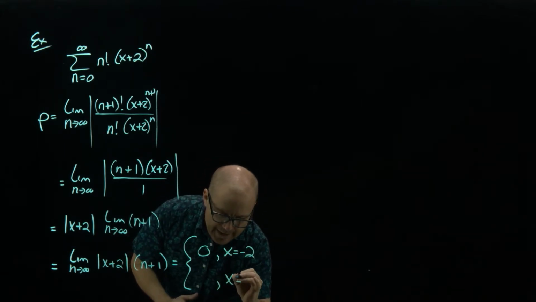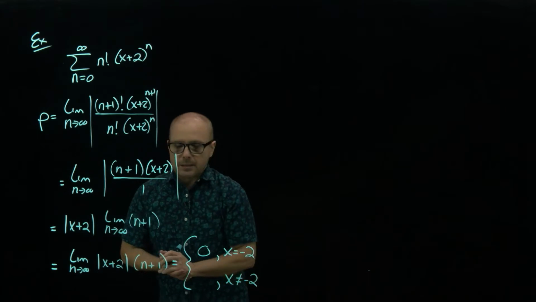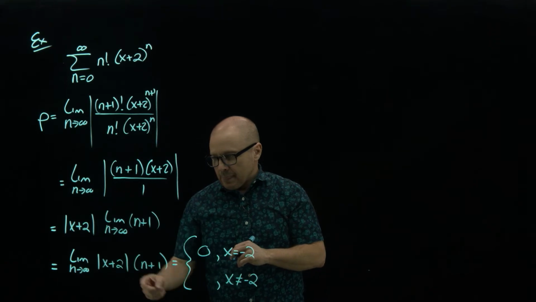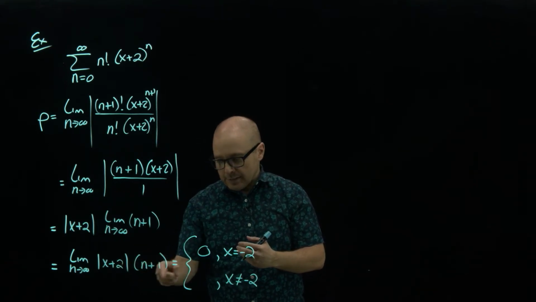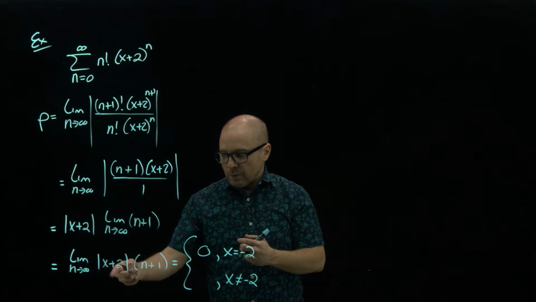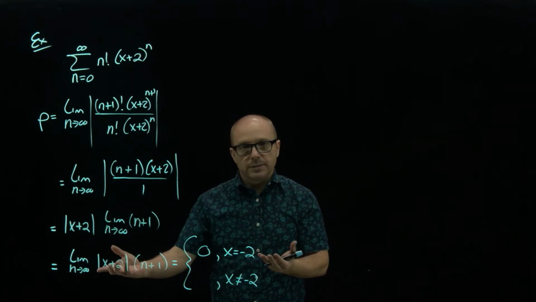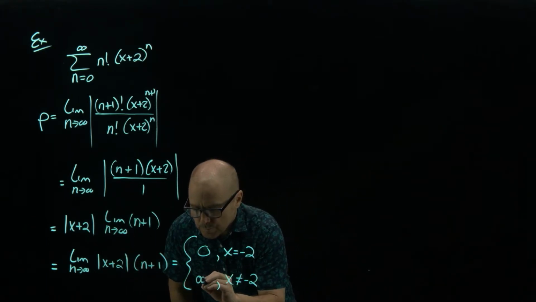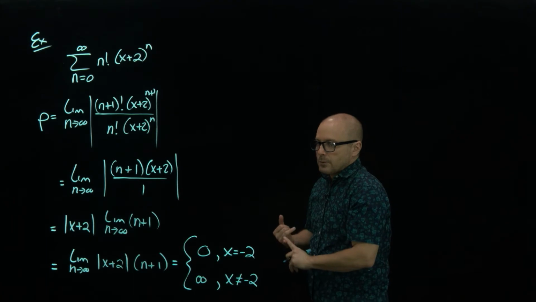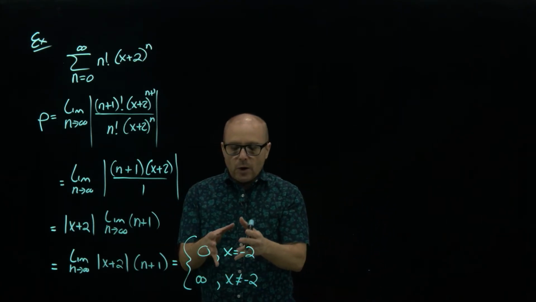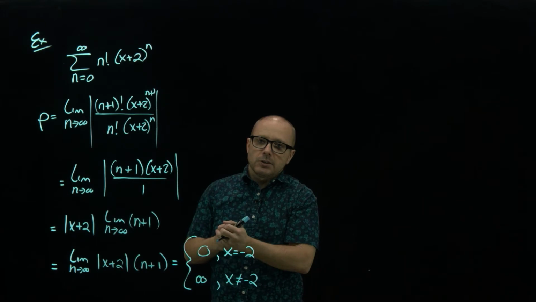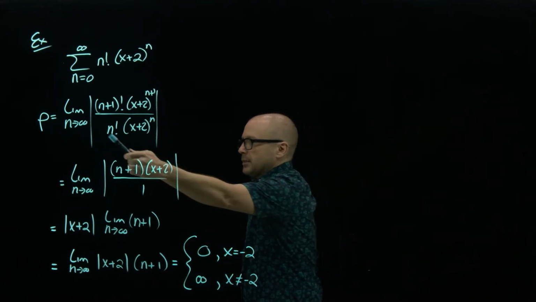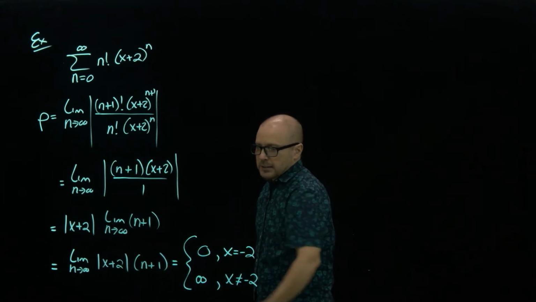But what if x is not -2? Well, if x is not -2, then this is a non-zero constant, and it doesn't really affect the limit, because this is going to infinity, and you're multiplying it by some non-zero positive number. So it's going to go to infinity. So what do we see? We see that really the only thing that's going to make this series converge is its center, x equals -2. That's the only time that this rho is going to come out to be less than 1.